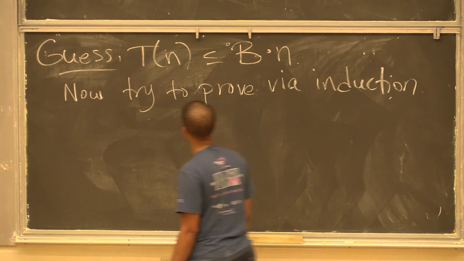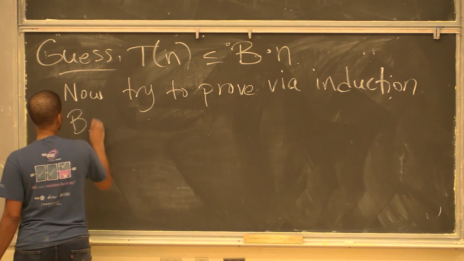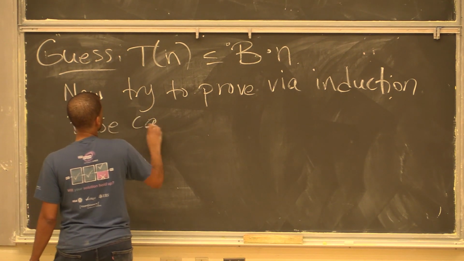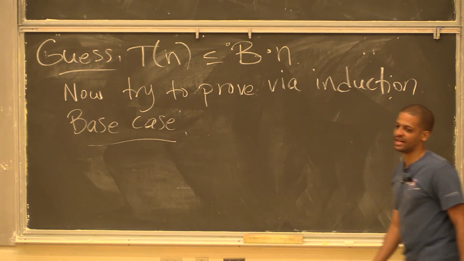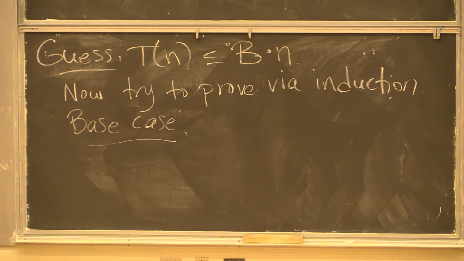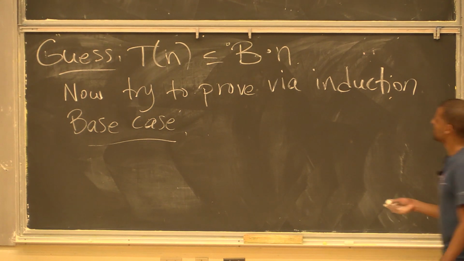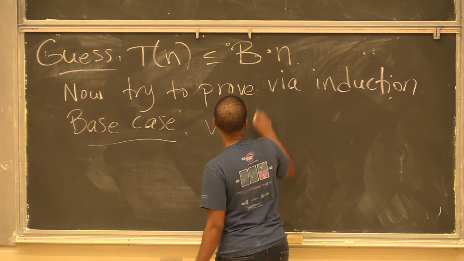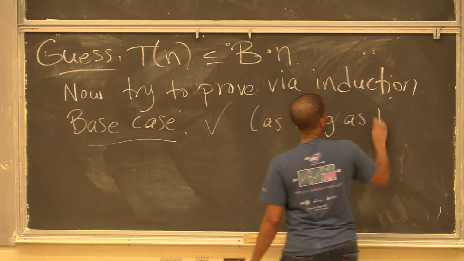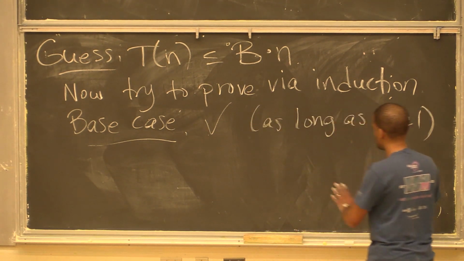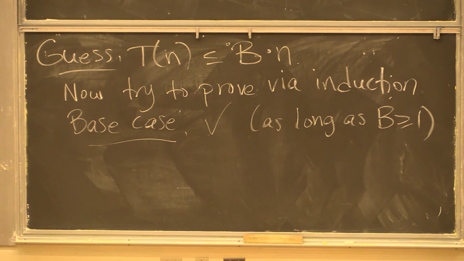So the base case. Let's say the base case has to handle the end of the recursion. Let's say that's n equals 1. Our runtime when n equals 1 is like 1. So this holds as long as b is at least 1. So okay, so far we have to set b to be at least 1 to make this true.